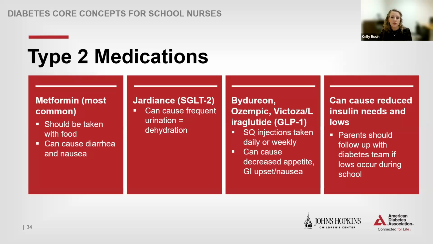And similarly to metformin, the most common side effects of these medications are nausea, general GI upset, and a decreased appetite. So again, if the student's missing frequent class time because of these side effects, it'd be important to let the parents know so that they can reach out to the diabetes team, because they may just need an adjustment of the dose to help out with some of these symptoms.